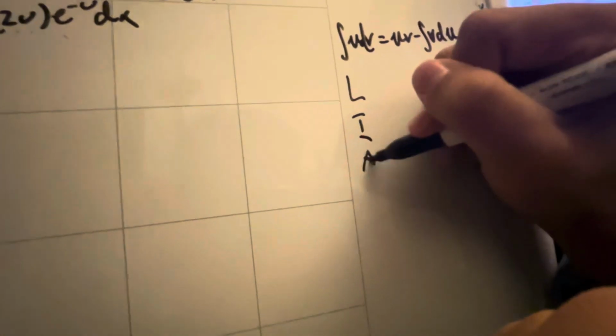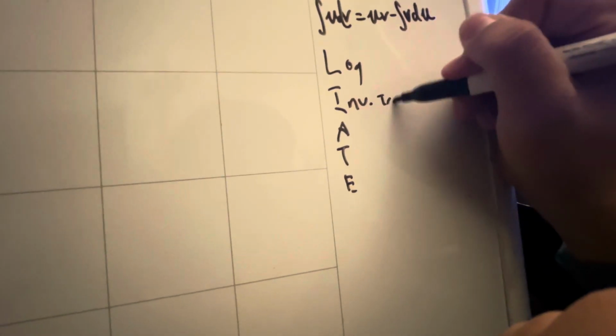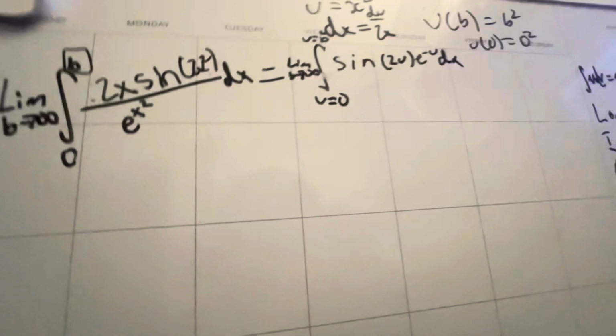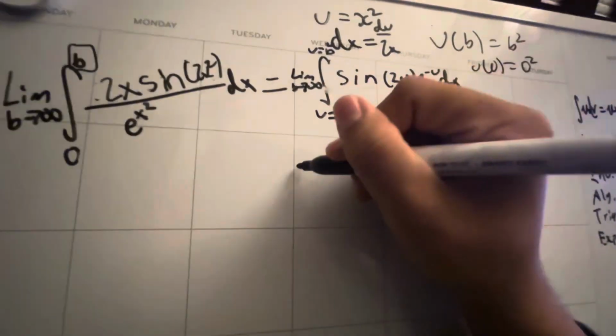Now let's use LIATE: log, inverse trig, algebraic, trig, exponential. Notice that there's a trig and an exponential function. Trig comes before exponential, so that would mean that our u, this is a different u by the way, it's not the same u as this. It's just for notation purposes.